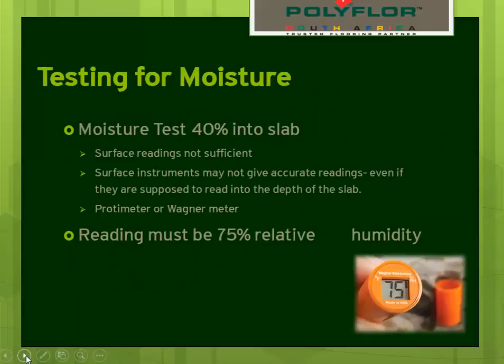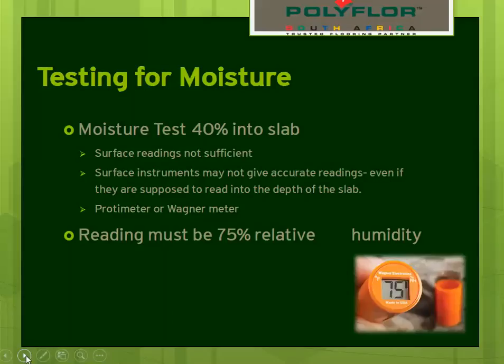It is therefore absolutely essential to do a moisture test prior to beginning installation of either your floor covering or application of self-leveling compounds. We at Polyfloor advocate a moisture test that probes 40% into the screed. A surface reading only is not sufficient. While there are surface instruments that claim to measure within the depth of the slab, the Polyfloor International opinion is that this could give a false result depending on the construction of the concrete. We would suggest using a Wagner-meter or a protometer.